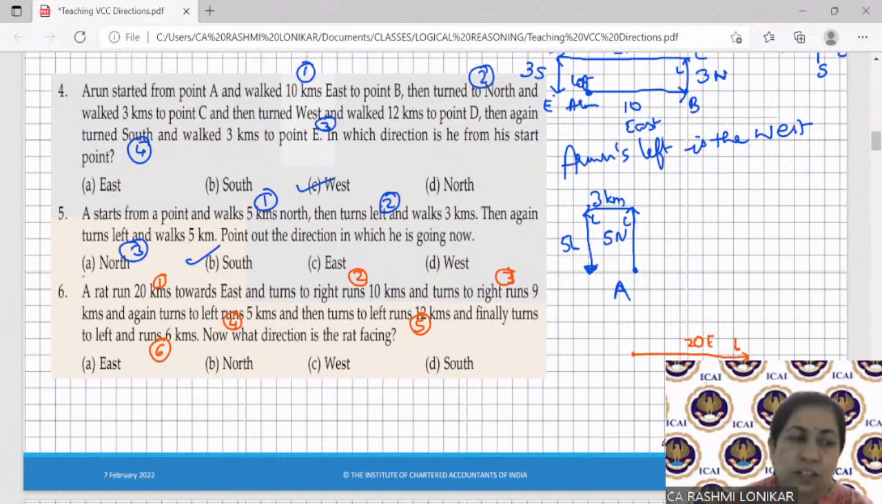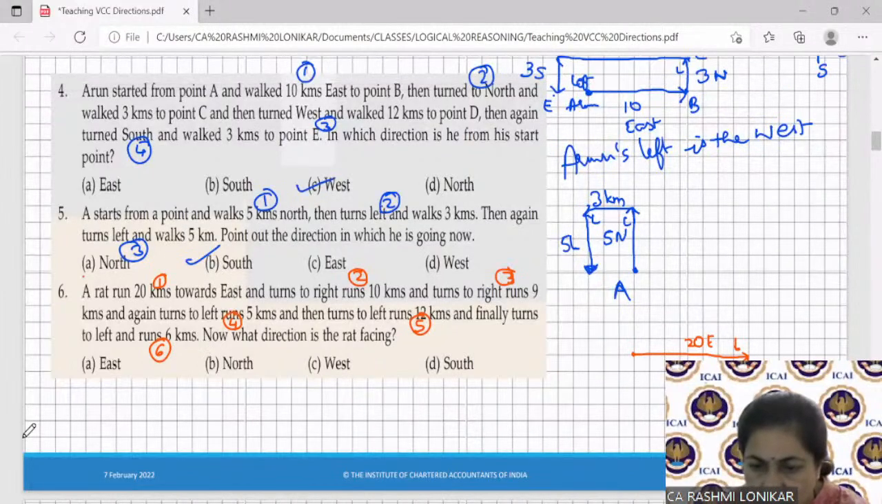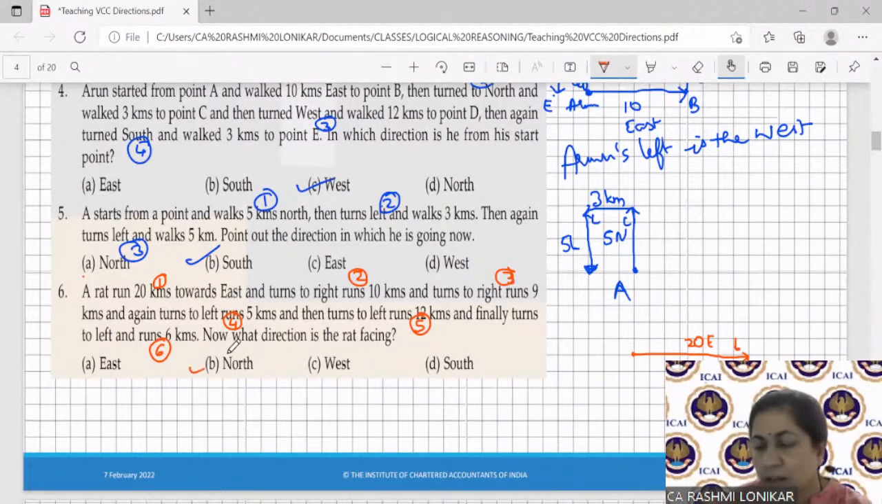In which direction is the rat facing? He is facing this direction. Which is this direction? This is the north direction. Okay, so north will be the answer. Okay, understood till here?